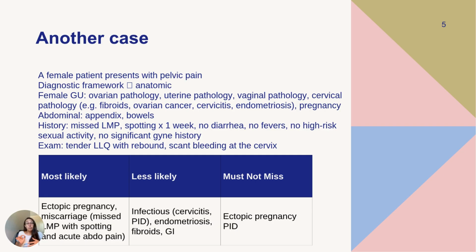And then again, those must not miss diagnoses. You're still going to have to work through that ectopic pregnancy possibility before you send this patient home. And possibly pelvic inflammatory disease needs to be on your radar because that's something that you wouldn't want to miss because people can get very sick with that type of diagnosis.